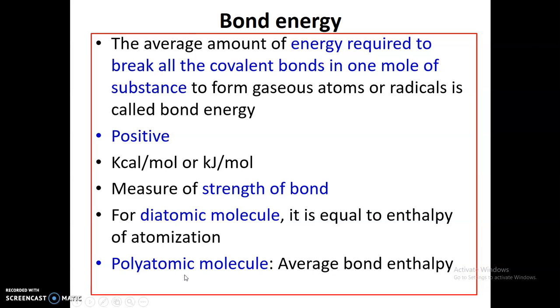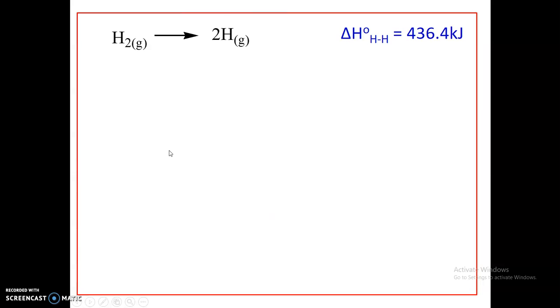But for polyatomic molecules like water, which contains 3 atoms, or carbon dioxide or methane, the bond energy and enthalpy of atomization are different. And for polyatomic molecules, the average bond enthalpy is considered, or it is obtained. We will take an example. First of all, consider a diatomic molecule like hydrogen.